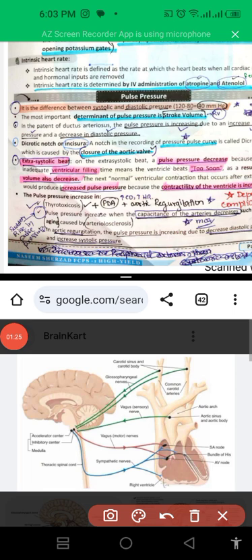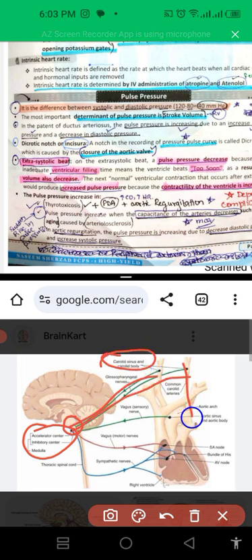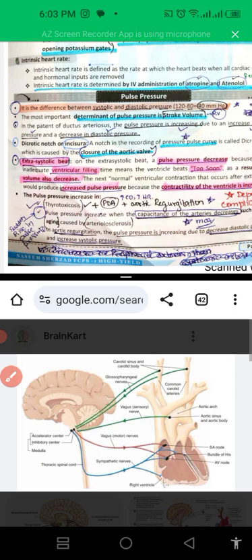Now, as you can see here, in the medulla of the brain there are acceleratory and inhibitory receptors. Sensory input goes to the carotid sinus and carotid body. They send signals down to the SA node, AV node, bundle branches, and bundle of His, and in this way, heart rate is maintained.